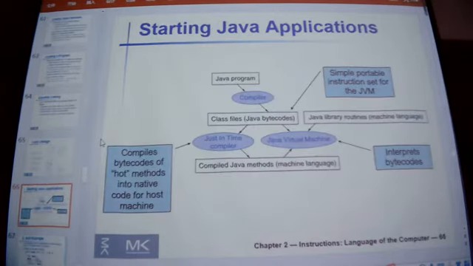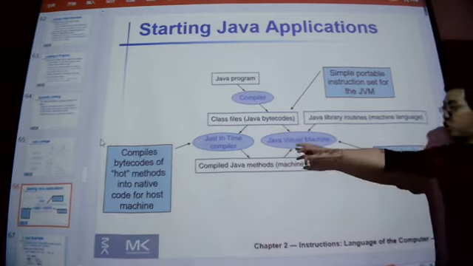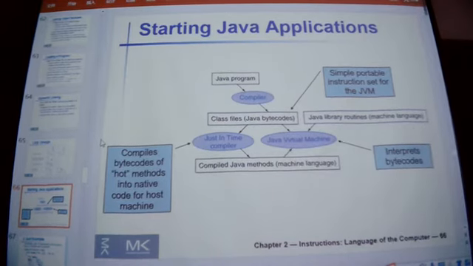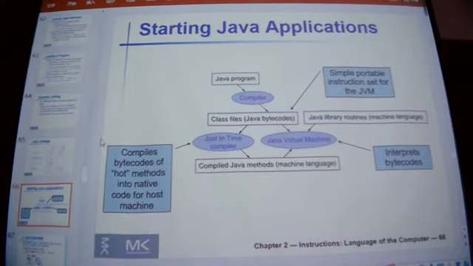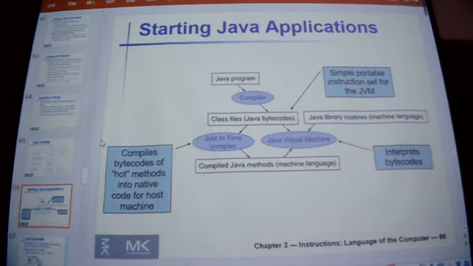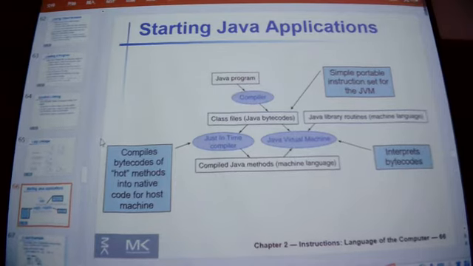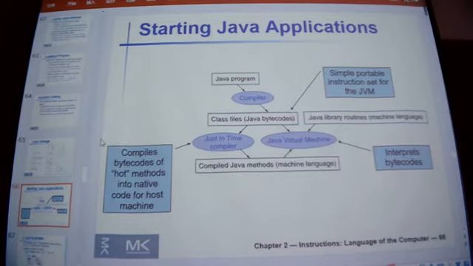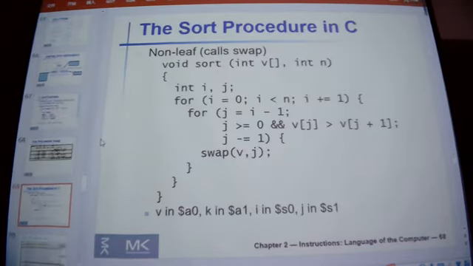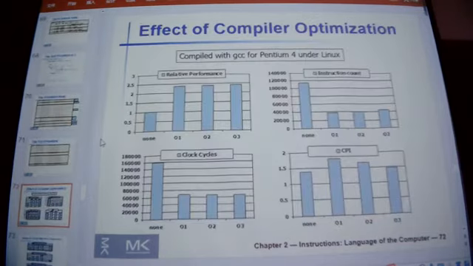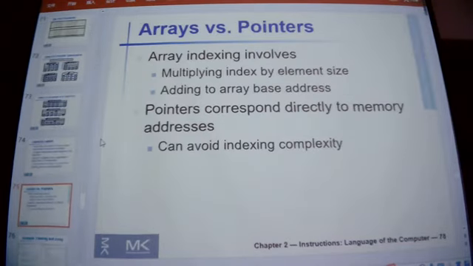So you can find starting Java applications. You can find the Java virtual machine is a necessary tool. It can interpret bytecodes. You can find the Java library routines as machine language. You can find the class file is necessary for Java. Okay.